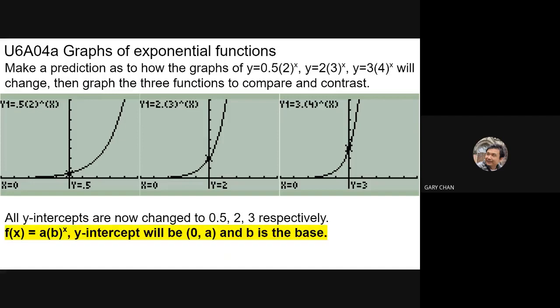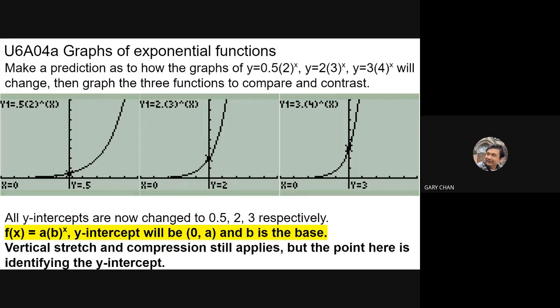So if we look at the exponential function in this general form, f of x is equal to a times b to the x, the y-intercept will always be (0, a), and b is our base. Now, with that understanding, let's try to, oh, right, forgot. Again, the emphasis here is the y-intercept, and not so much whether or not there's vertical stretch or compression happening.